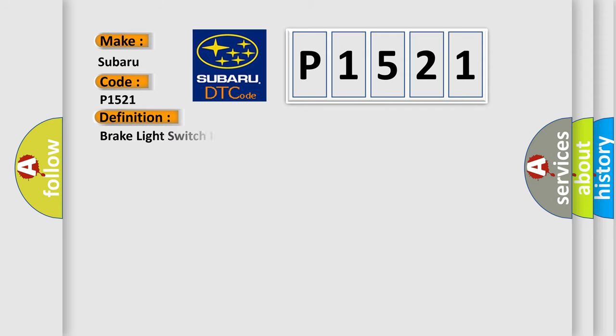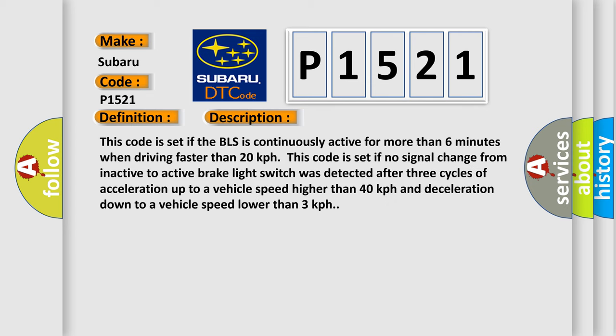The basic definition is brake light switch implausible. And now this is a short description of this DTC code. This code is set if the BLS is continuously active for more than 6 minutes when driving faster than 20 km per hour. This code is set if no signal change from inactive to active brake light switch was detected after 3 cycles of acceleration up to a vehicle speed higher than 40 km per hour and deceleration down to a vehicle speed lower than 3 km per hour.